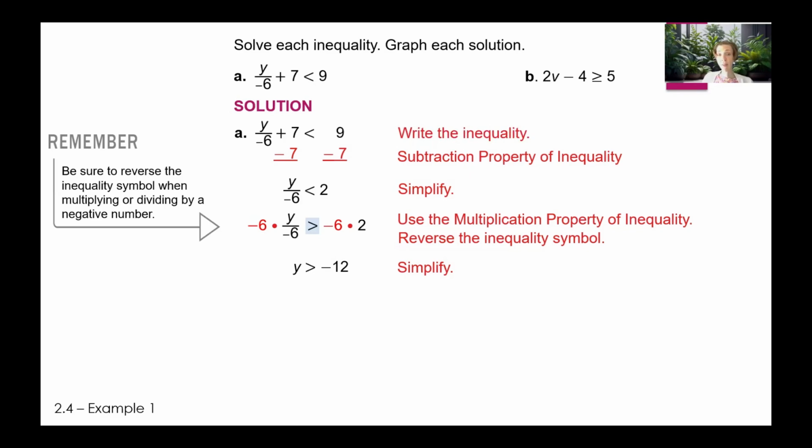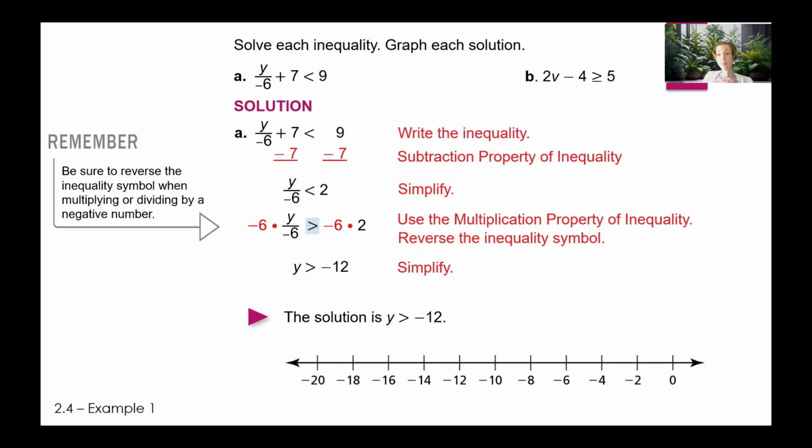Now we're going to graph it, right? So are we going to use an open circle or a closed circle here? So remember, when we have greater than or less than, we use an open circle. And when we have greater than or equal to or less than or equal to, we use a closed circle, right? So we're going to use our open circle. Y is greater than -12. So we have our open circle there. And then we're going to shade to the right.